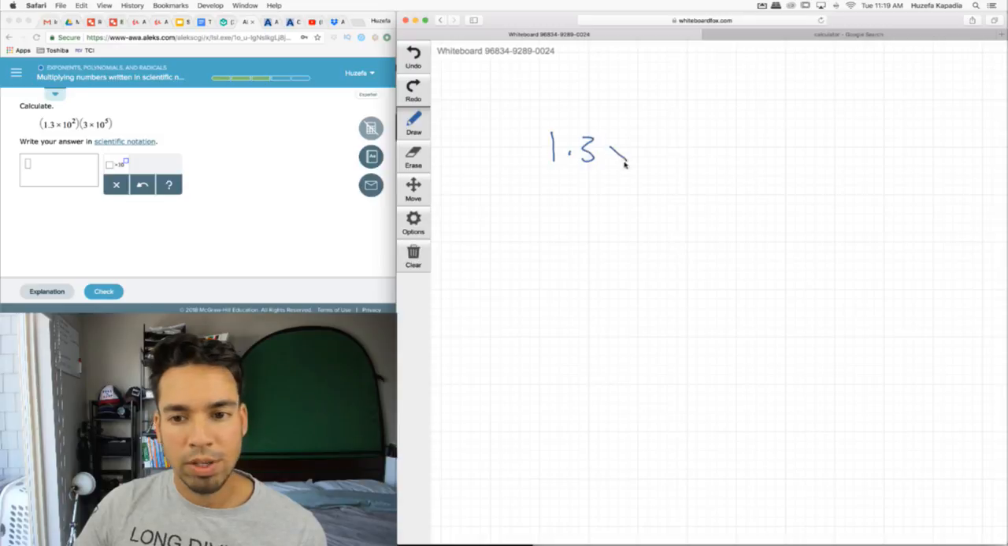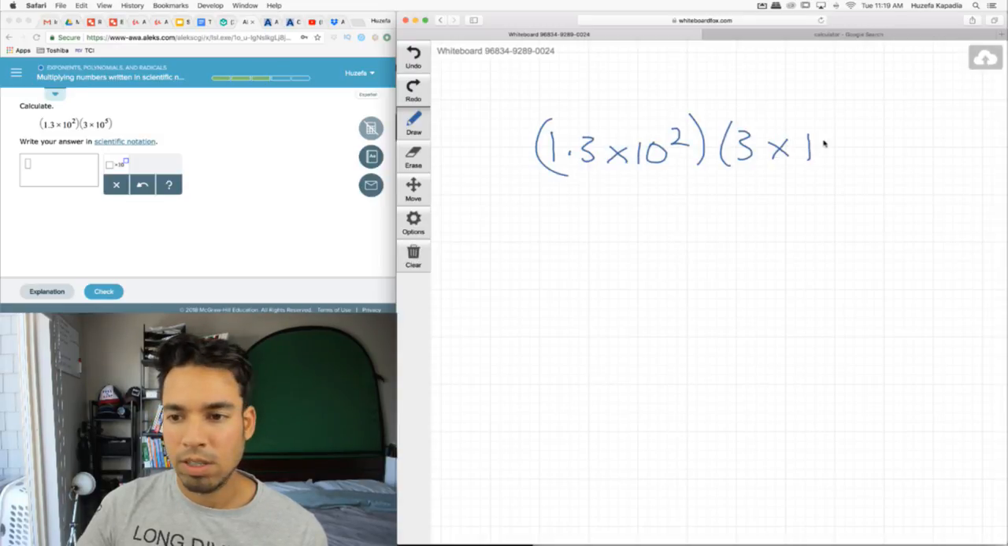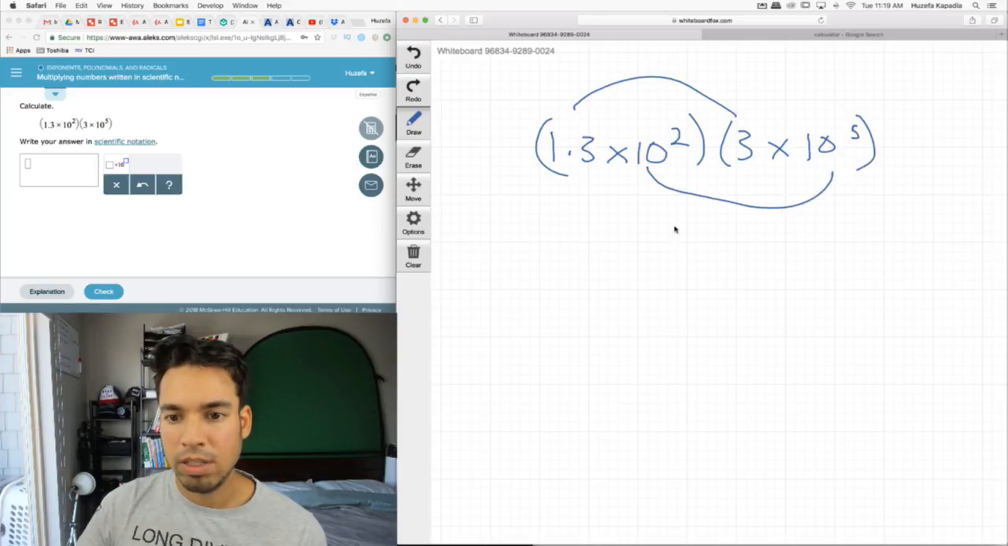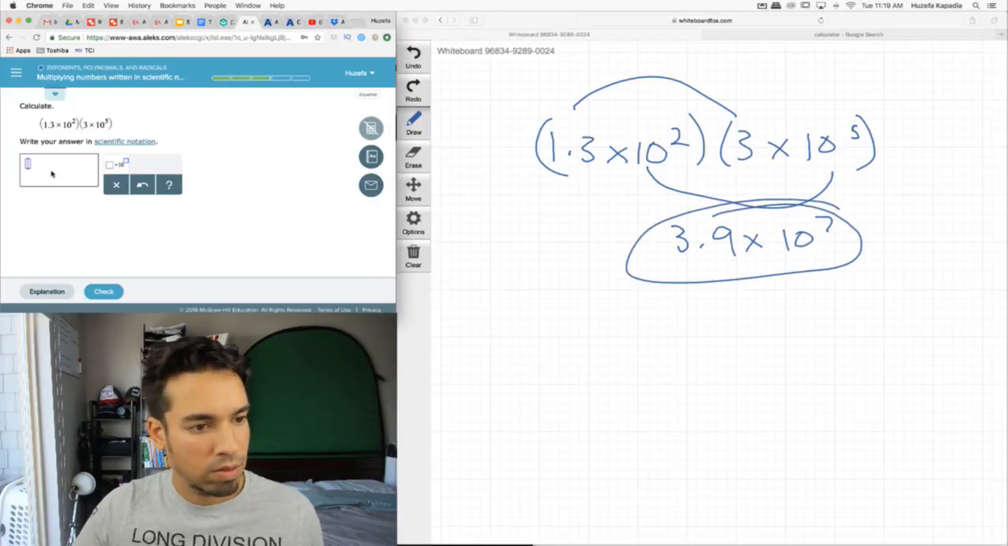Next we have 1.3 times 10 squared times 3 times 10 to the 5th. So 1.3 times 3 is 3.9. 10 squared times 10 to the 5th is 10 to the 7th.